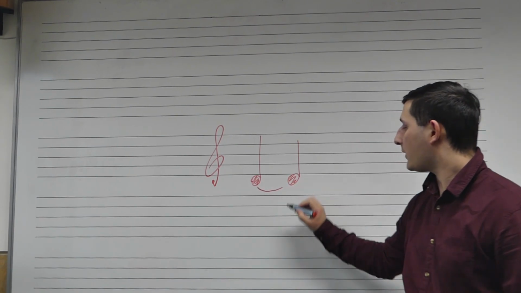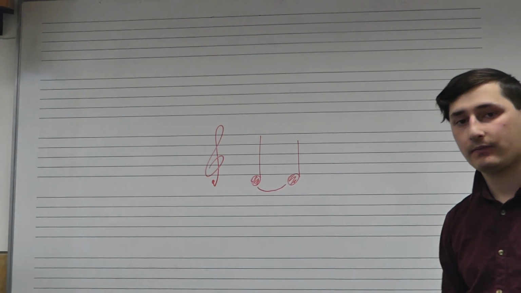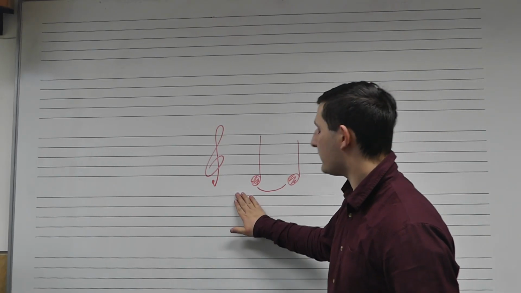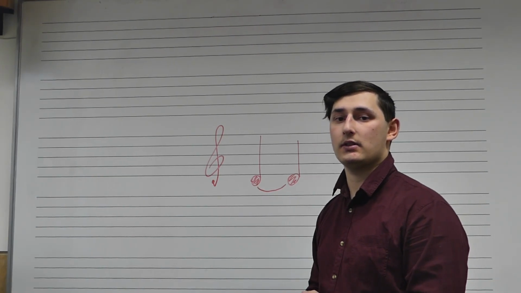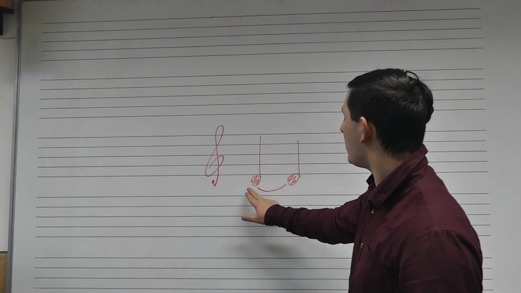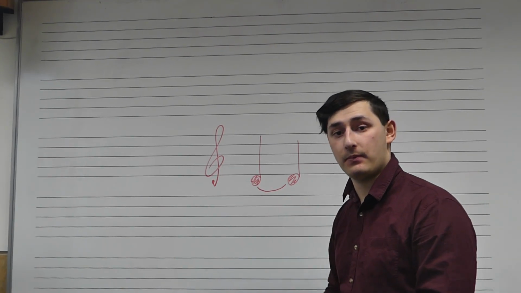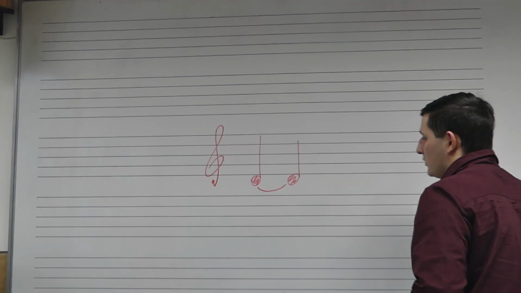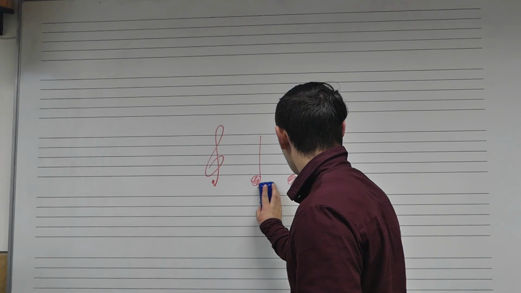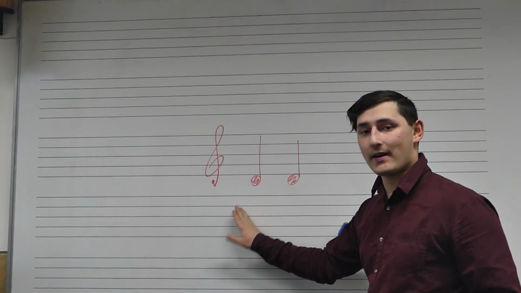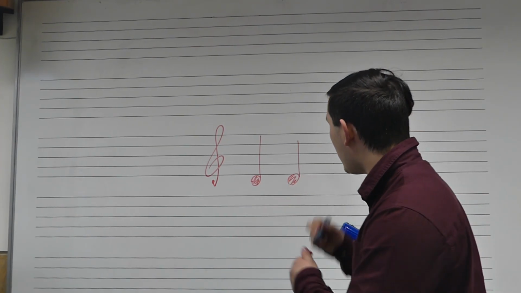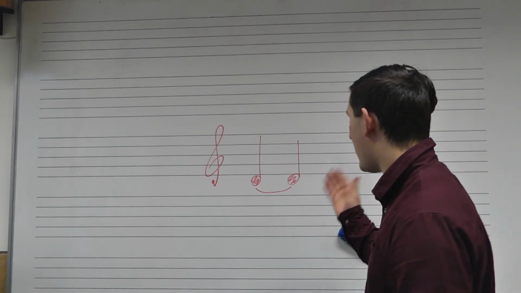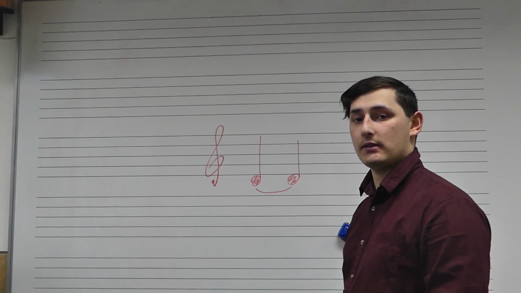So here we have a tie. I've described a tie before, but effectively it adds the two values together. This only occurs if the notes are the same note. So here we have two crotchets, and without the tie they're worth 1 beat each. And when we tie them together, they'll now be worth 2 beats.